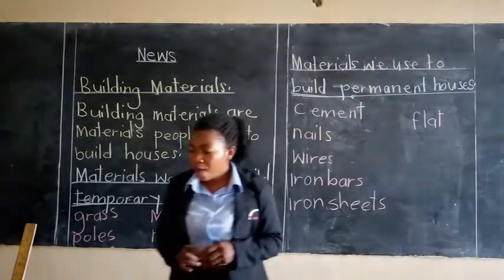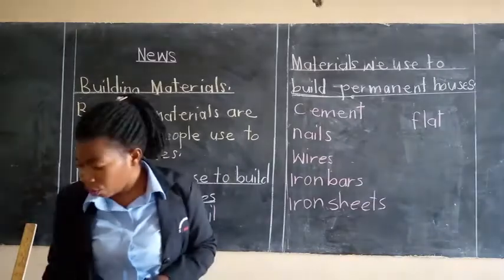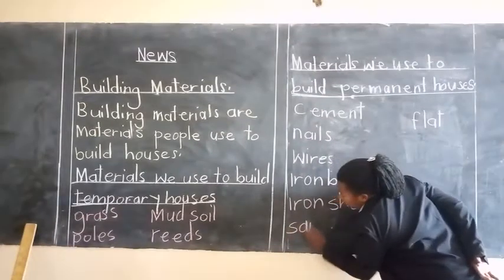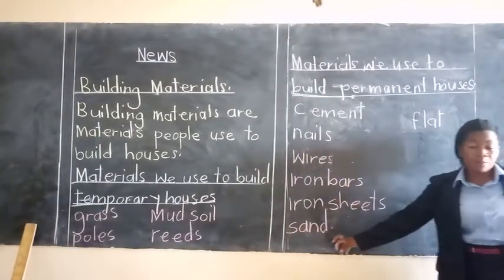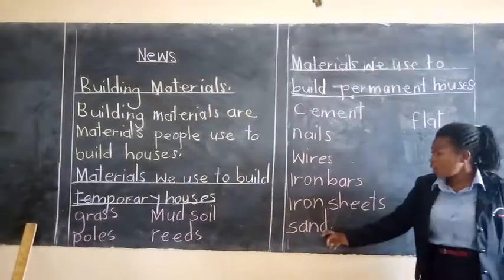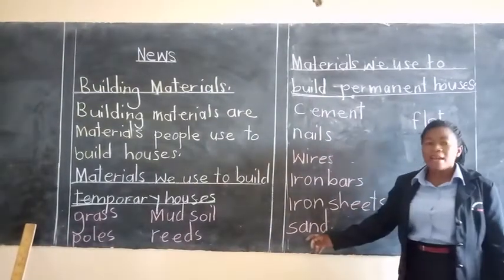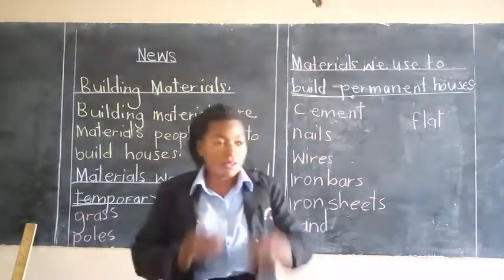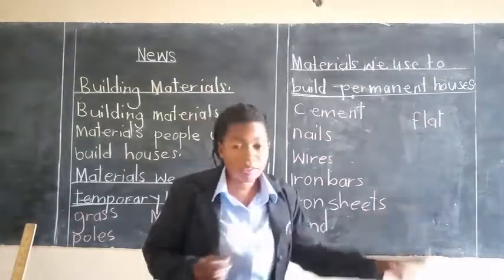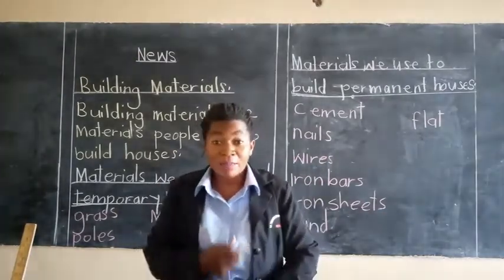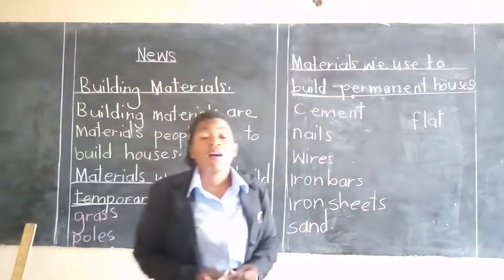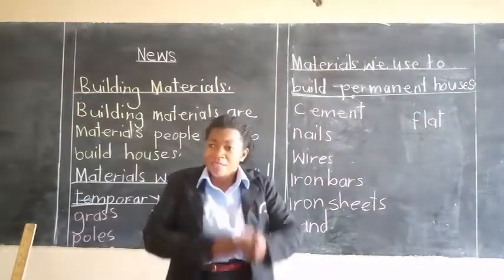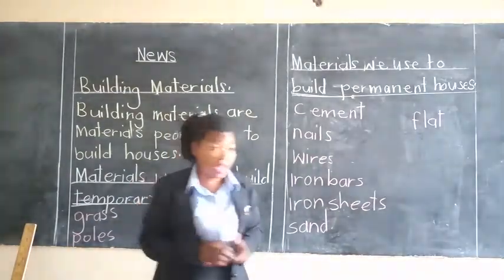We also have another material, and that is sand. Sand. Everybody, sand. We also have sand as a building material. So this sand is used, you can get cement, you get sand, and you get water, you mix them together. Sometimes other people put their stones. When they put their stones, they make the material very strong to build a house.